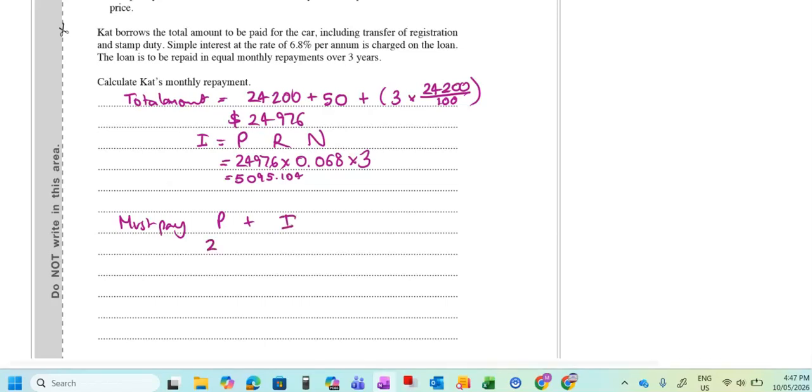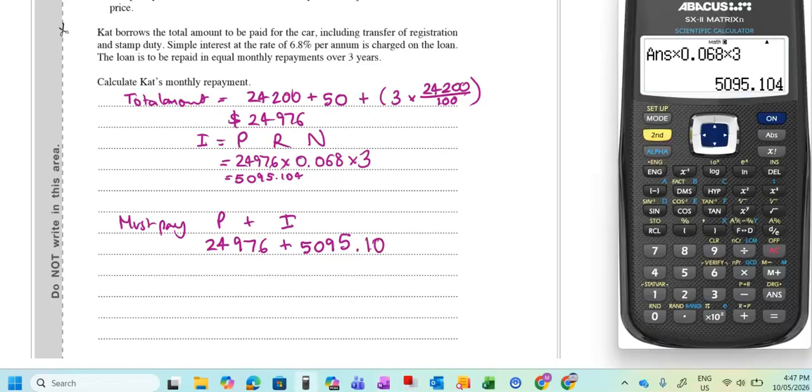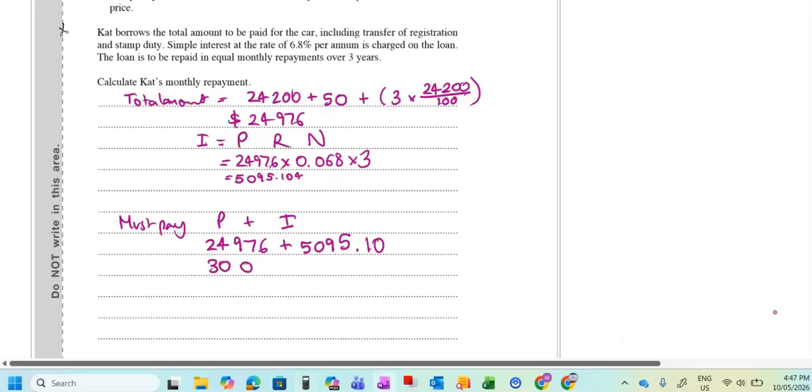So I'm going to pay 24,976 plus 5095.10, and I can put those in my calculator. That answer plus 24,976. I'm going to get 30,071.10. That's what I must pay, and I'm going to pay it in monthly repayments over 3 years.